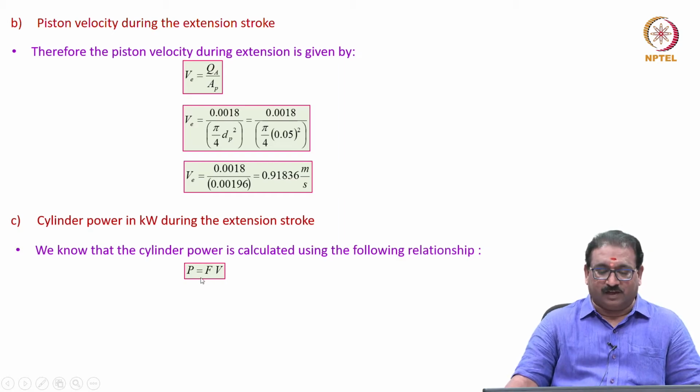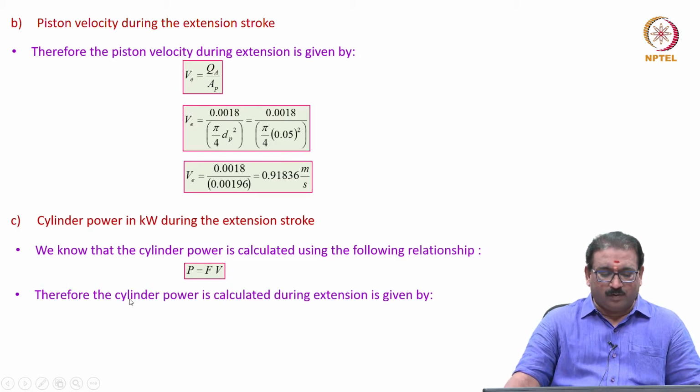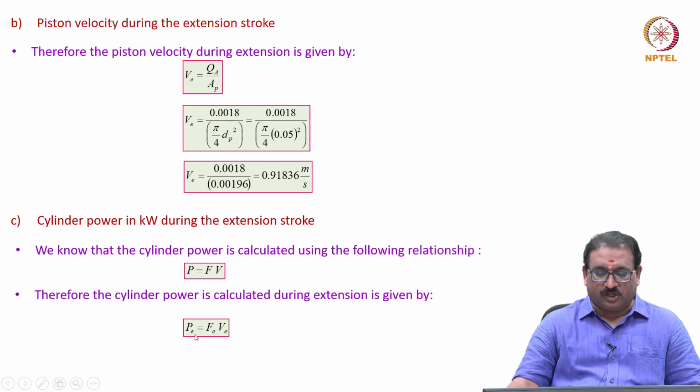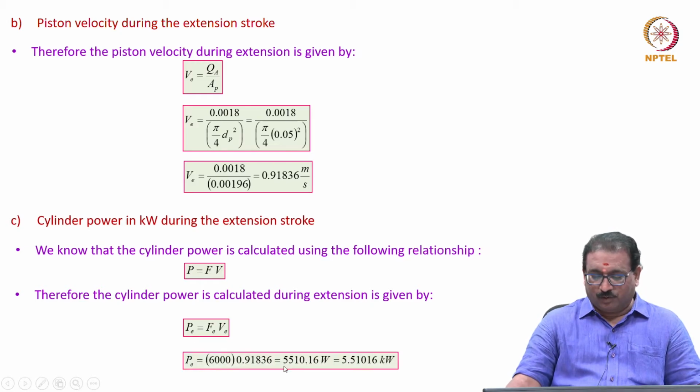Now we will move on to the cylinder power in kilowatt during the extension stroke. Already we know the general equation P equal to F into V. Therefore the cylinder power calculated during the extension is PE equal to Fe into Ve, capital P it is. Pressure I am always using small p, capital P is for the power during the extension. Substitute all the values, you will get 5.51016 kilowatts.